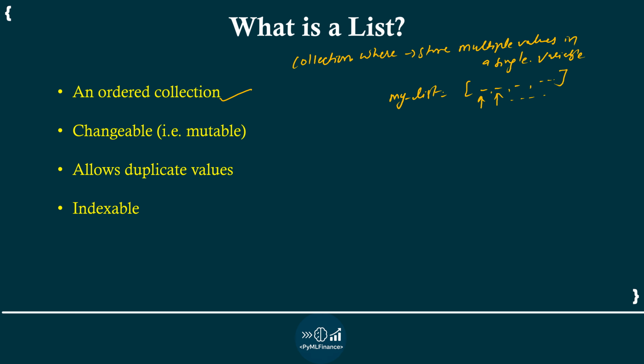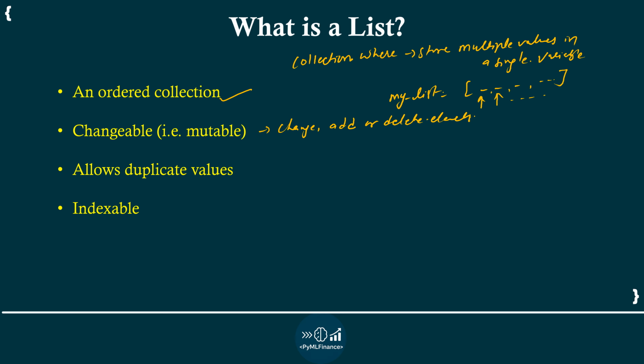Lists are mutable, so you can change, add or delete elements from here. Now if you want to have a deeper understanding of what exactly mutable means, the link to the video is given in the description. Please watch that first and then continue with this video.